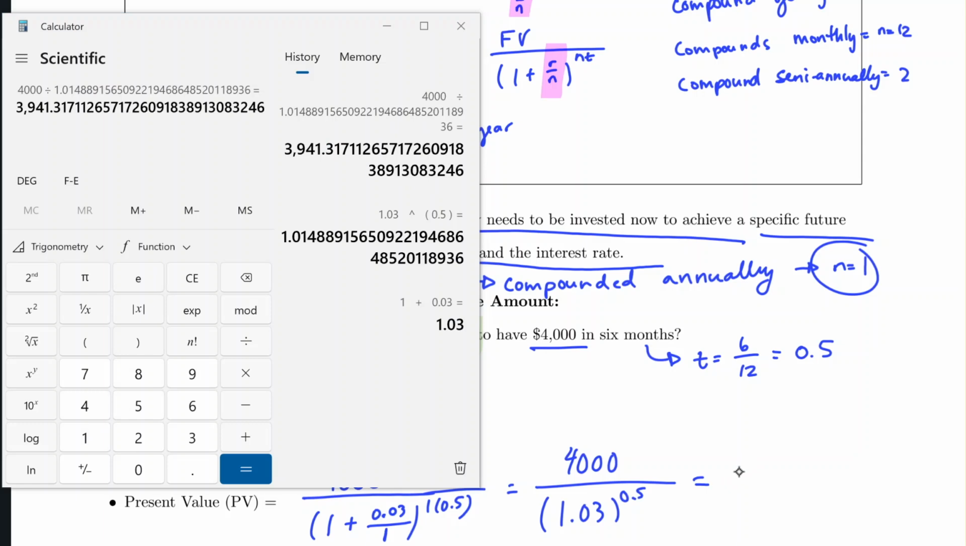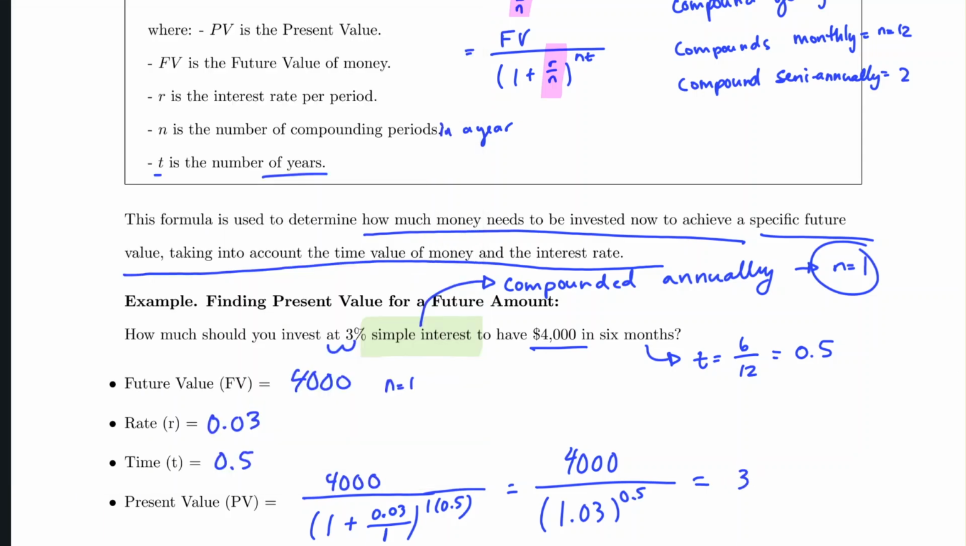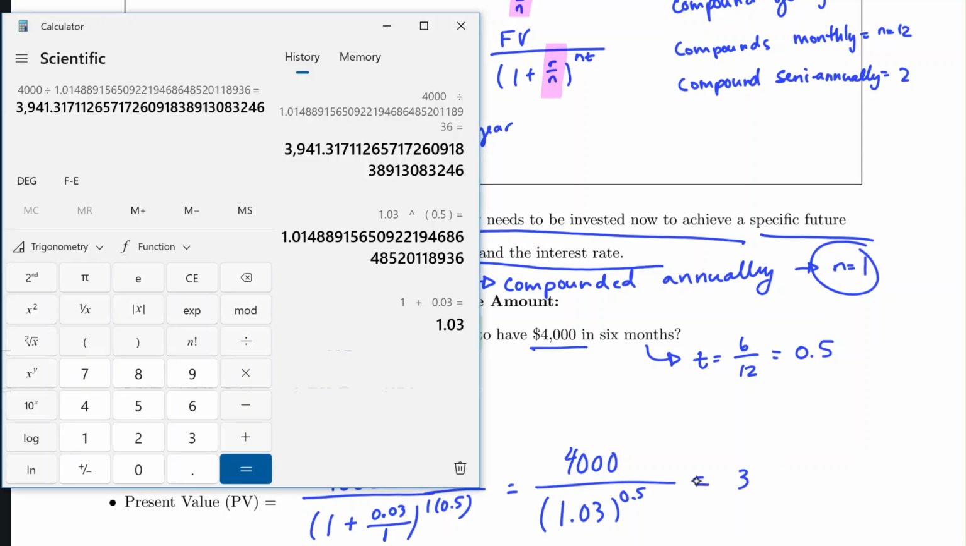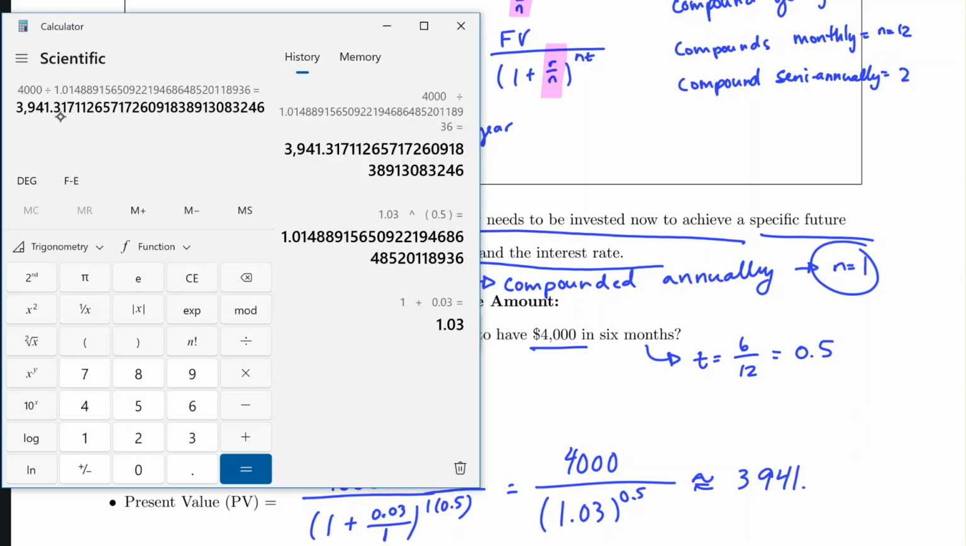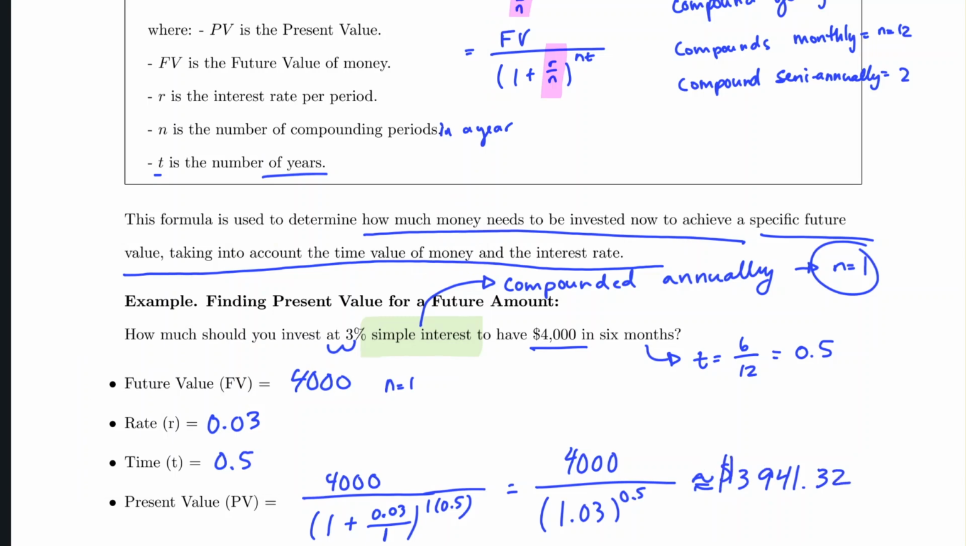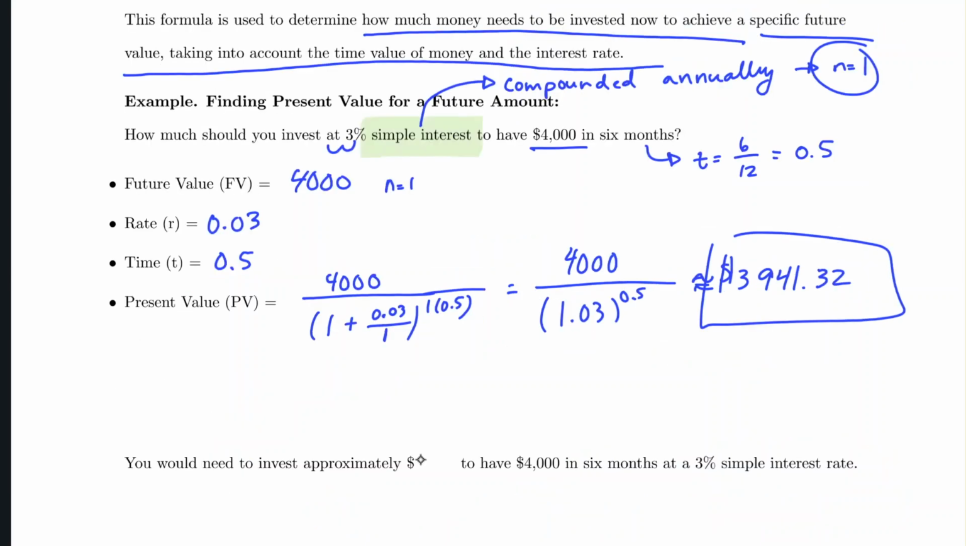And we get, based on my calculation, 3,941. And then to round to 2 decimal places, 317 comes after it, so we round up. About $3,941.32 should be invested now in order, at 3% simple interest, to have $4,000 in 6 months. So we would need approximately $3,941.32 now to have this much in 6 months.